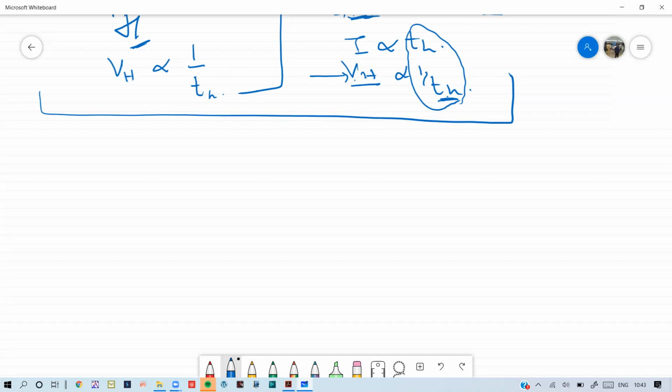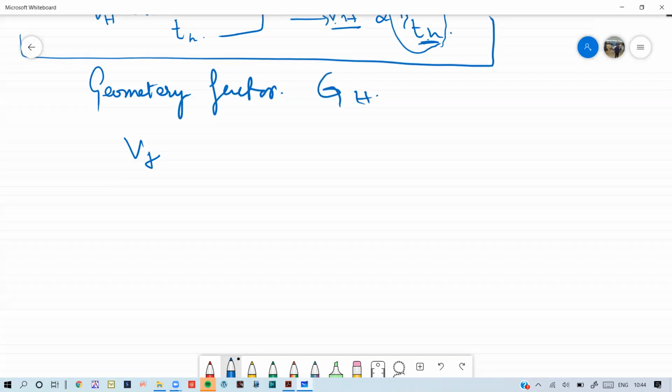And if it depends upon the geometry of the sensor, that means the design of that particular Hall sensor: is it circular, is it rectangular, is it cylindrical? Whatever the configuration or the geometry of that Hall sensor is, we introduce a geometry factor, GH. And when you have different geometries, you can calculate VH is equal to GH.